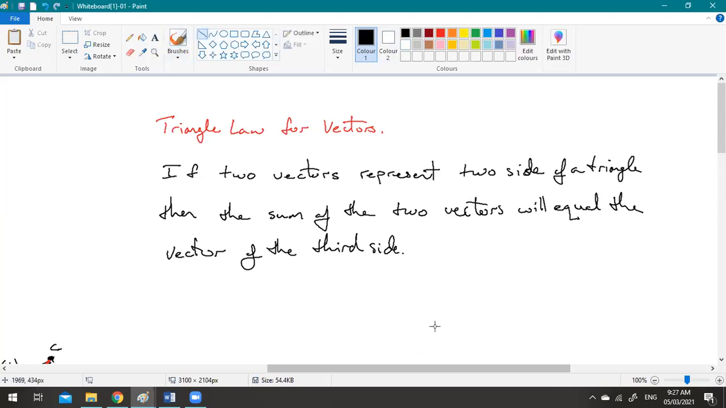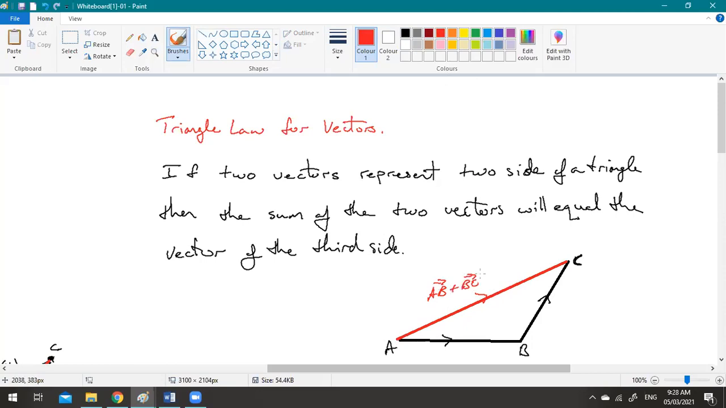So if you have two vectors, and remember, a vector goes from one point to another, A to B, B to C. The third side in the triangle will be equal to the vector AB plus BC, and this will be called AC.